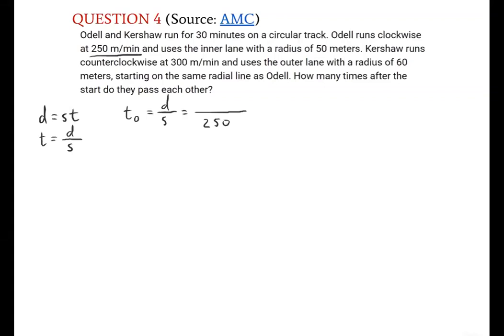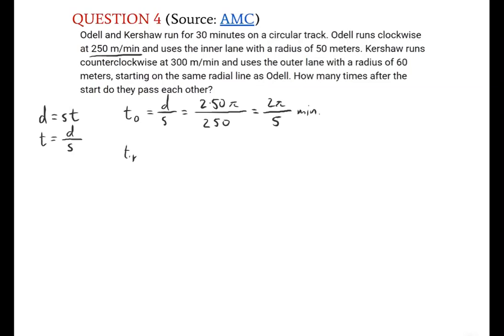And then the total distance he runs is the circumference of this track. We know that the radius of his track is 50. So we do 2 times 50 to get the diameter, and then we multiply it by pi. So that is the distance, or circumference. So this simplifies to 2 pi over 5, and that is Odell's time.